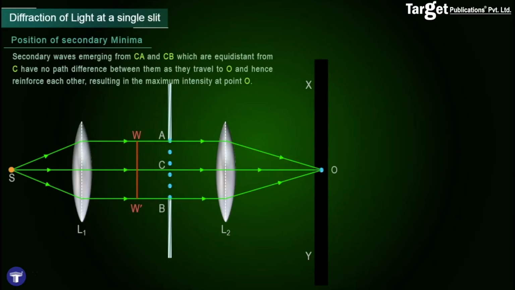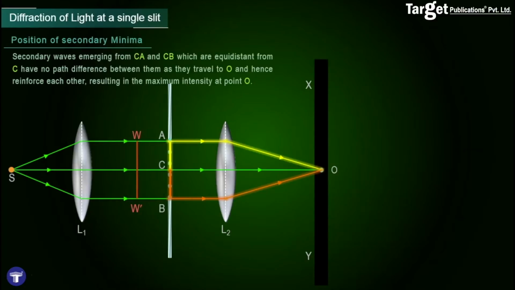And hence, because they are all travelling the same distance, they reinforce each other, and the point O is a point of maximum intensity. So you see, essentially what we have done is that to analyze whether a point is bright or dark, we divided the wavefront into two halves. One half was CA and one half was CB, and we said that the waves which are coming from the part CA of the wavefront and the waves which are coming from the part CB of the wavefront are traveling the same distance to go to point O, and therefore they will reinforce each other, and what you get at point O is a point of maximum intensity.